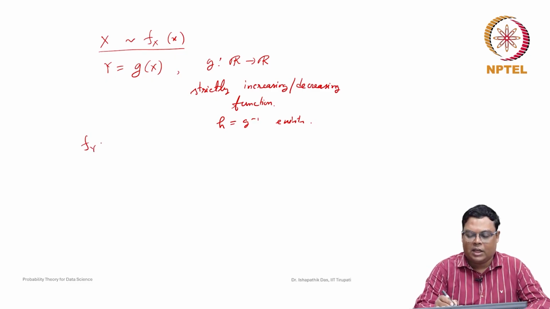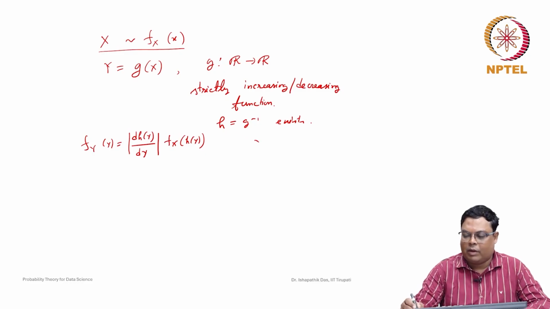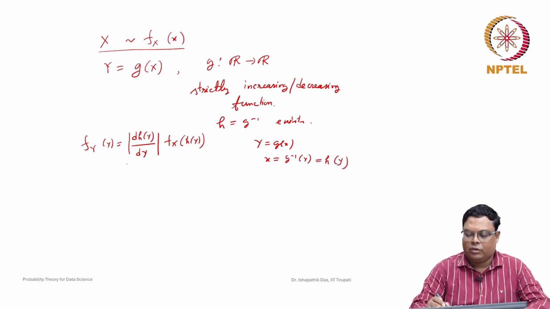The probability density of y, f of y, can be found by the absolute value of d of h of y by d y, times f of x at h of y. Here y is equal to g of x, so x is equal to g inverse of y, which exists we assume, and this is equal to h of y. That's why we sometimes write dx by dy, f of x at h of y.